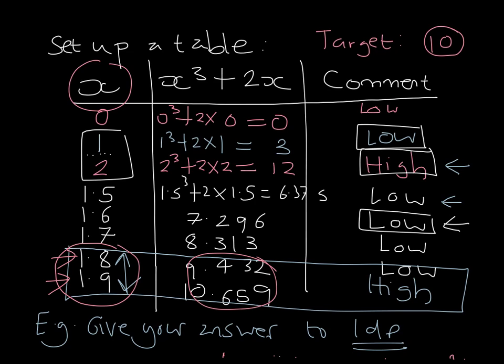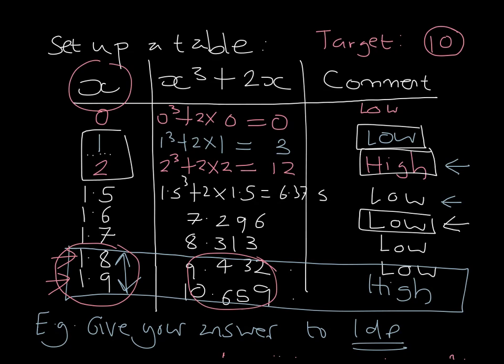Now, this is the crucial last step in a trial and improvement question, which people often get wrong in exams. The key thing here is that it has nothing to do with whether 9.432 is closer to 10 or whether 10.659 is closer to 10. It has absolutely nothing to do with these two values. It is to do with 1.8 and 1.9, and this is how we decide.